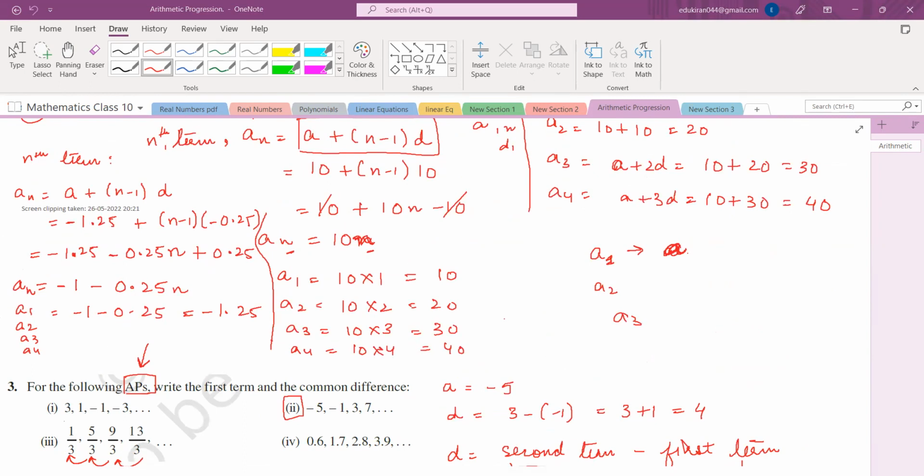Fourth question. It's saying which of the following are APs. So basically, when you do not know if it is an AP or not, you will find D everywhere. You will use second term minus first term, third term minus second term. So you will see whether the difference is same or not. Got the point, Hamna? Yes, ma'am.